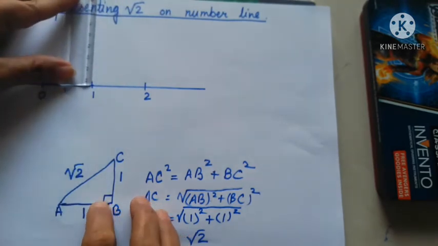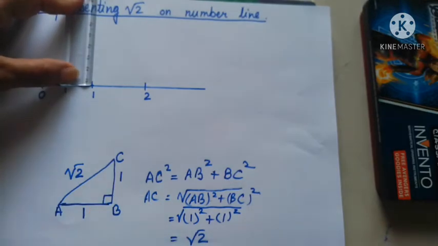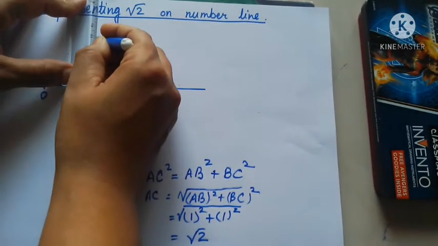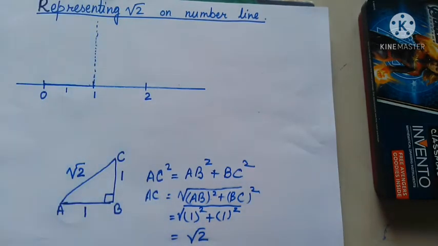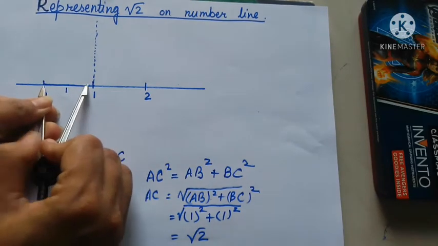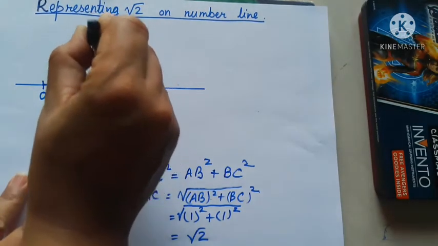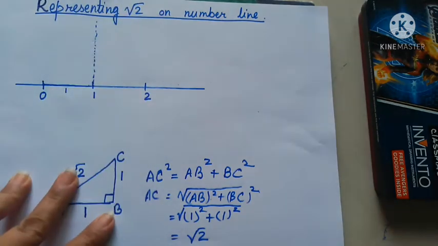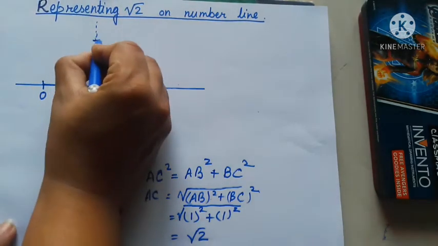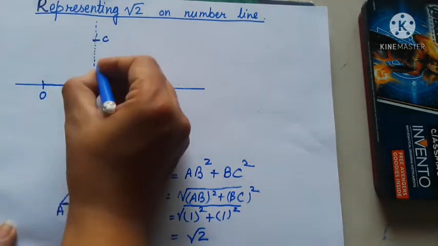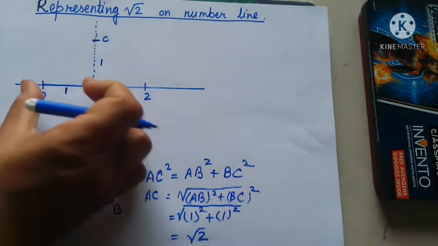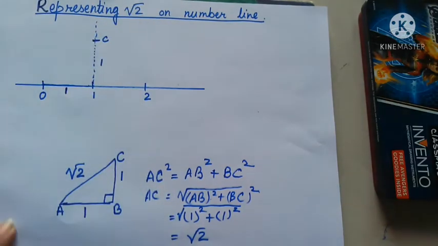Just align it with the horizontal line and extend in the 90-degree direction. Now this is your 1 unit. So 1 unit as AB and 1 unit as BC. Whatever is your AB, take the same measurement for BC. Okay, so it's coming, C is coming over here. So this is also 1 unit, this is also 1 unit.